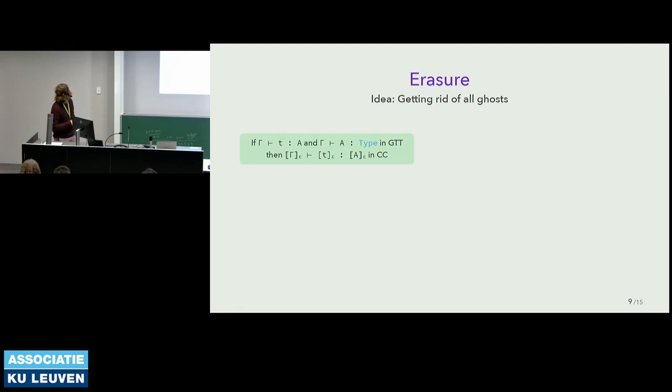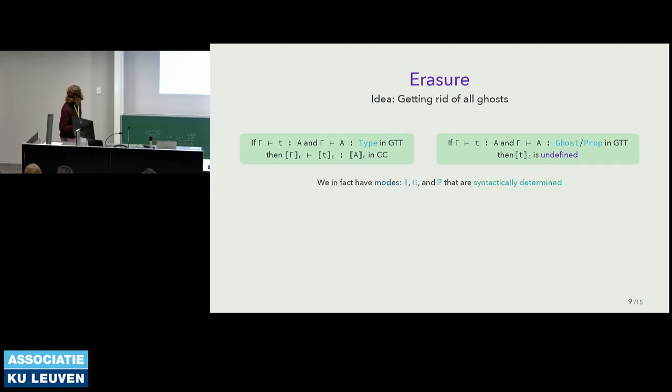So I construct the translation that goes into CCU MLTT, like this, and the property is that if you're in a relevant universe, then you have a translation, but if you're in ghost or prop, then you're gone. Your erasure is undefined. So this fact means that I can't use prop or ghost inside the new translation.